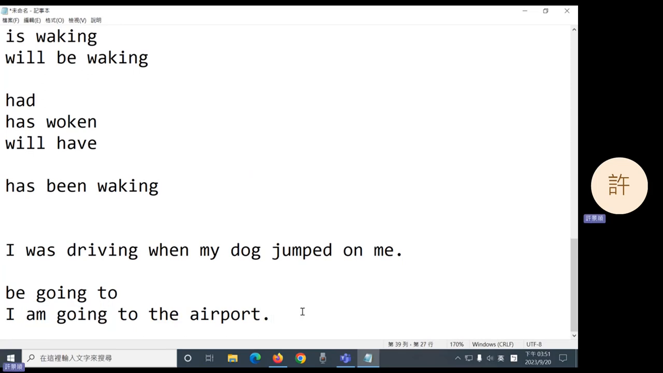Remember, we don't know the future. There are only different levels of probability, 几率. And so this is the difference between be going to and will. Be going to has a higher probability, 几率比较高. Will is simply a plan. 它只是计划之中.